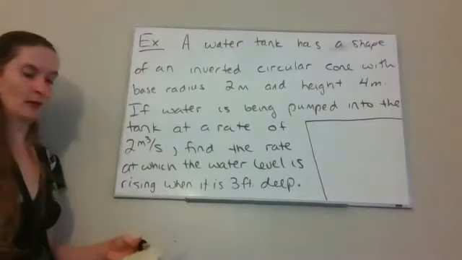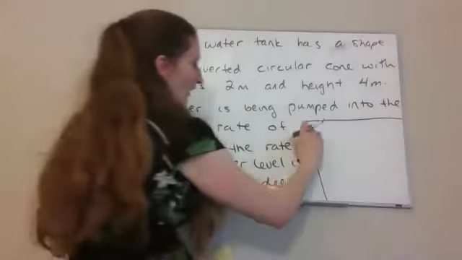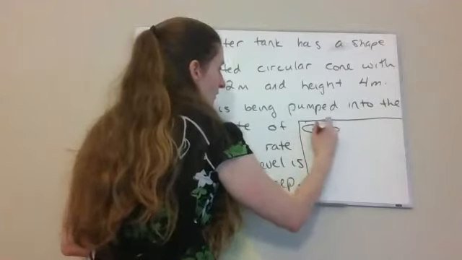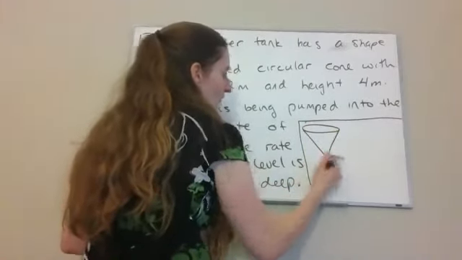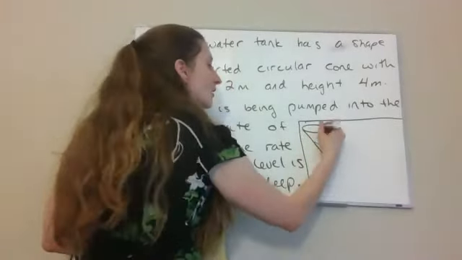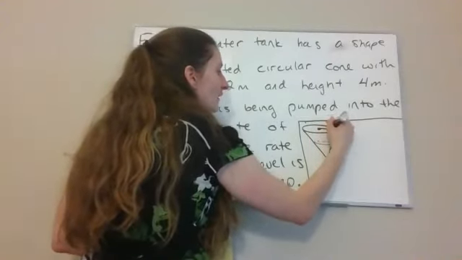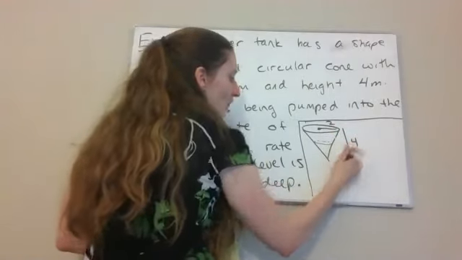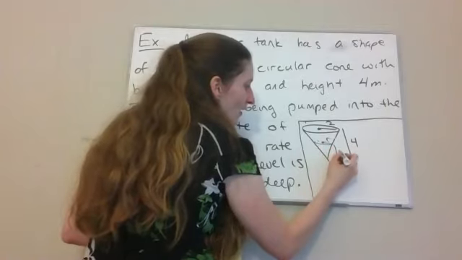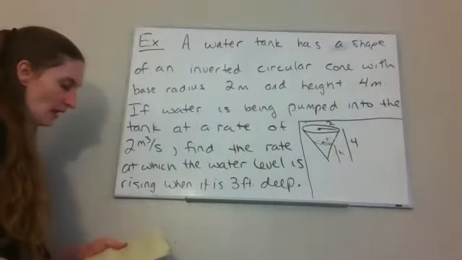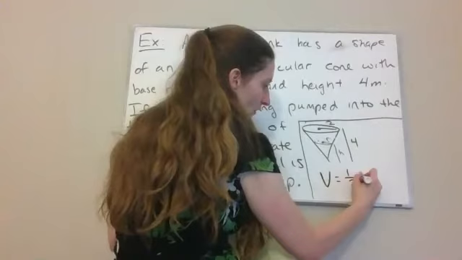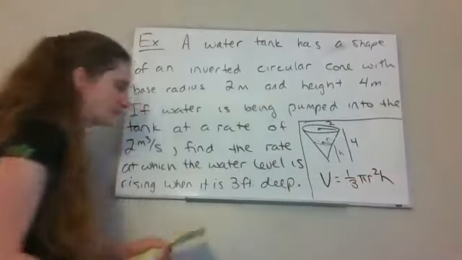All right, so before we erase all of the words, let's just draw a picture kind of saying what's going on here. This inverted circular cone just means we have a cone that looks like this. I'm going to have water inside the cone. I know that the radius of the base is 2 and the height is 4, but I'm also going to have a radius of the water and a height of the water. And what is the volume of a cone? Well, volume of a cone is 1/3 pi r squared h.